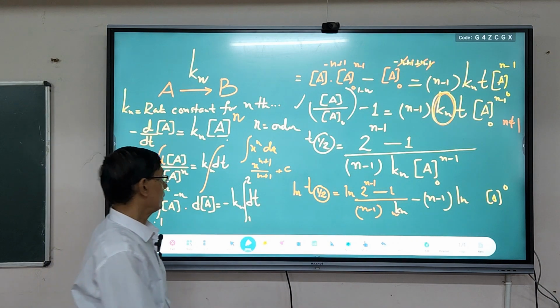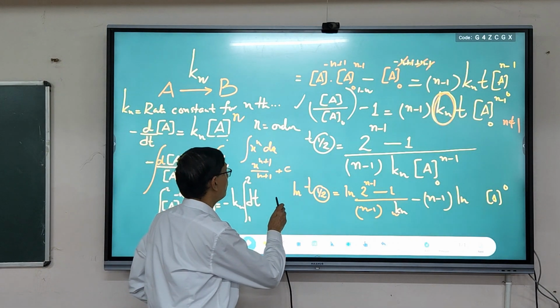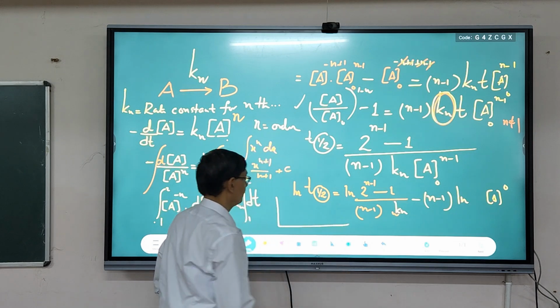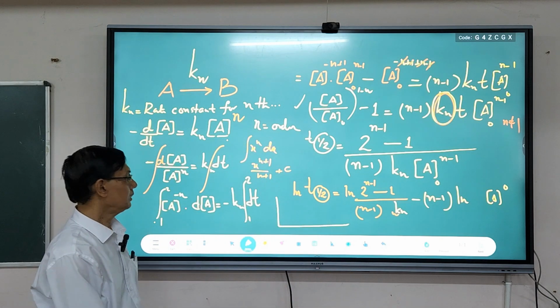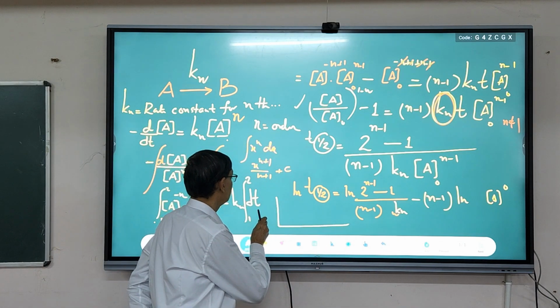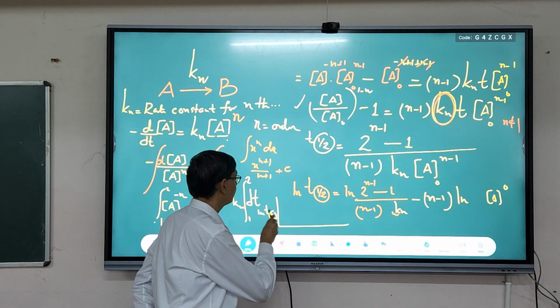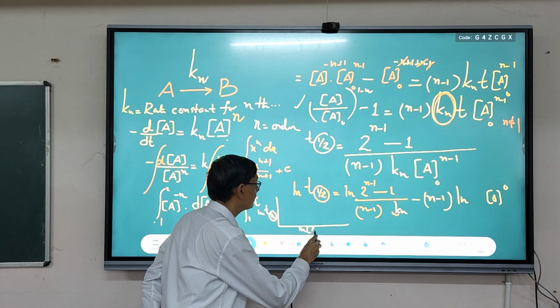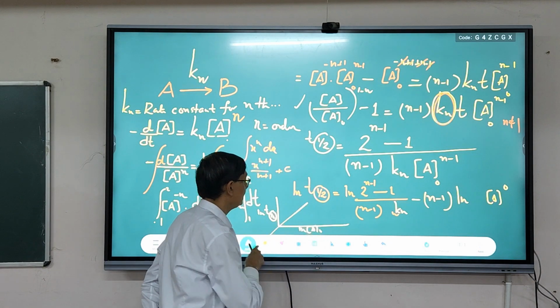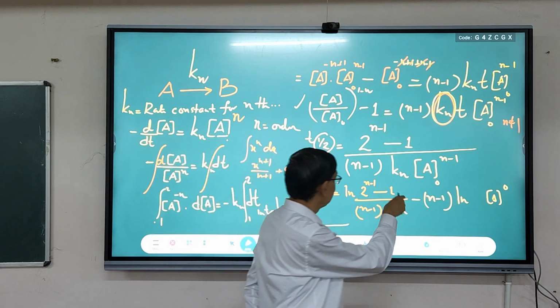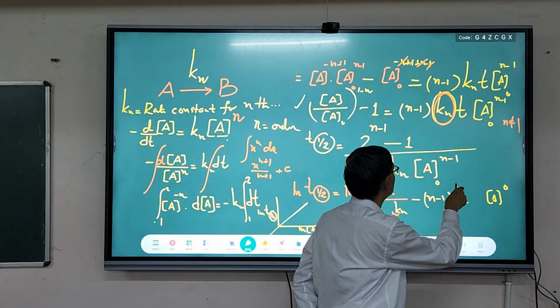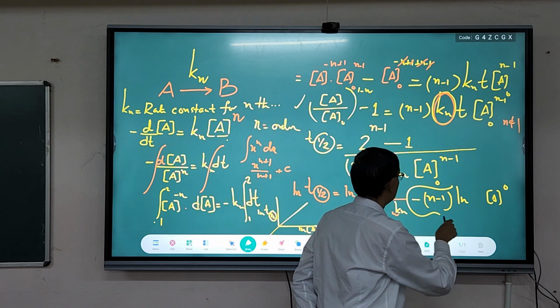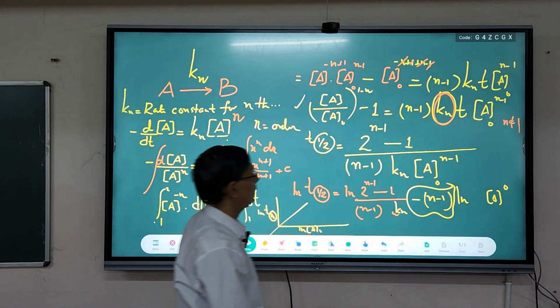So if you plot a graph between natural log T half and natural log of initial concentration, you can create a straight line. So from the intercept you can determine the Kn, but I am talking about the order of reactions. Right? n minus 1 can be determined.